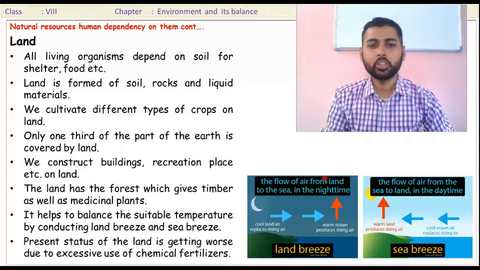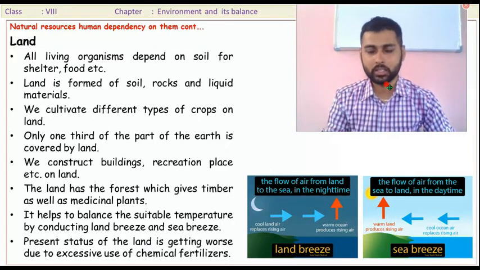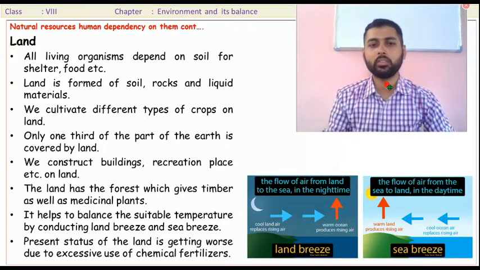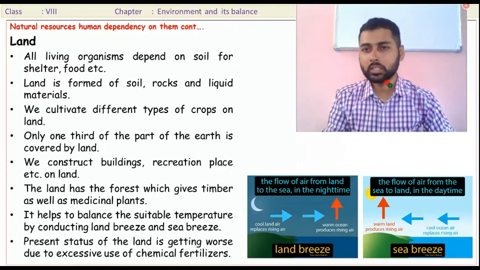And the present status of the land is getting worse due to excessive use of chemical fertilizers. People use more chemical fertilizers, nitrogen containing fertilizers, phosphorus containing fertilizers, potash containing fertilizers instead of the organic fertilizers.